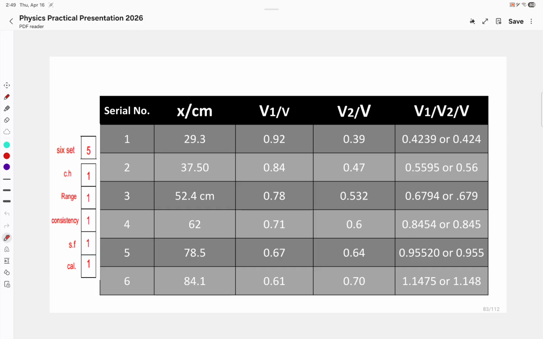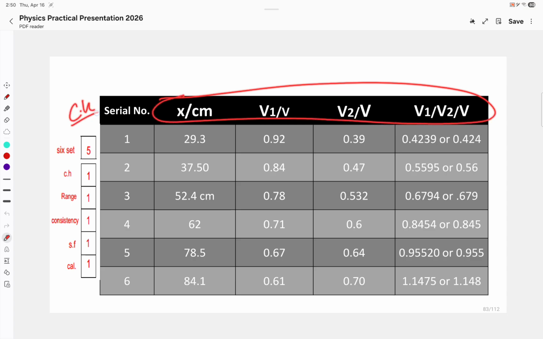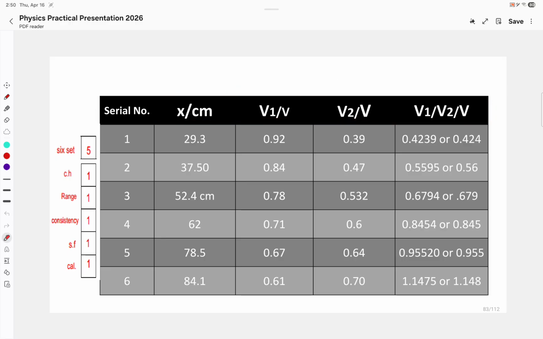Number one, column headings. This is called the column heading, CH. For fun I used to call it Chaudhary Saab, CH, and Chaudhary Saab is always the family member who comes at the top level. So this is the top level of the table, the column headings. It must have the symbol used for the quantity in the paper. You are going to use that. Do not use capital X here. Use a slash, or you can even put a bracket, to show a separation of the quantity from its unit.